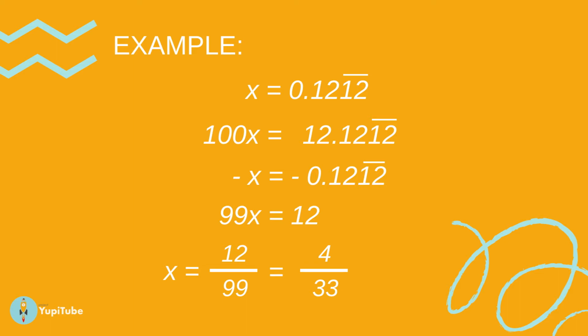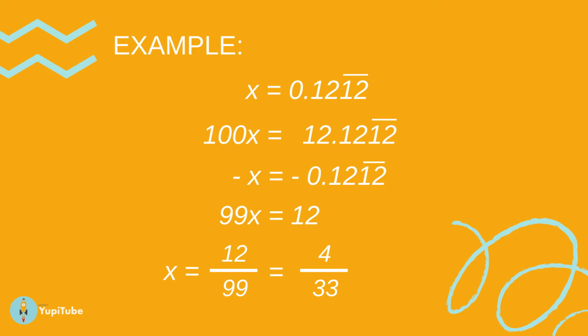Now let's divide both sides by 99. That leads us to x is equal to 12 over 99. For our final answer, we must reduce the fraction into its lowest terms. So in this case, we will divide it by 3. So our final answer will be 4 over 33.